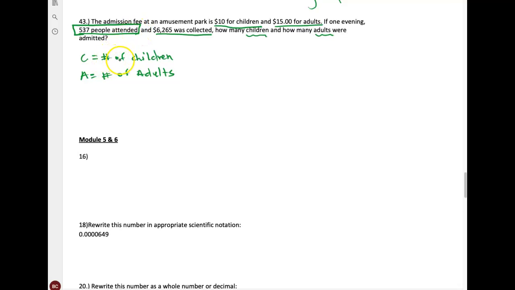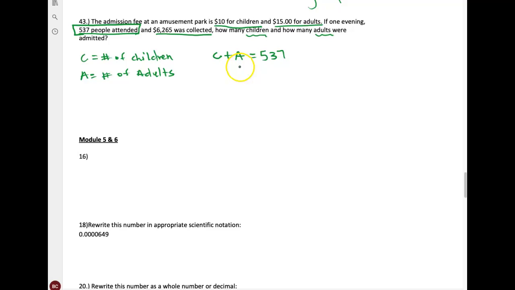Well, do we know how many children and do we know how many adults attended? No, that's what we're trying to find here. So we're going to say, C plus A has to equal 537 people, right? I don't know how many of each. Maybe I have 500 children and 37 adults.